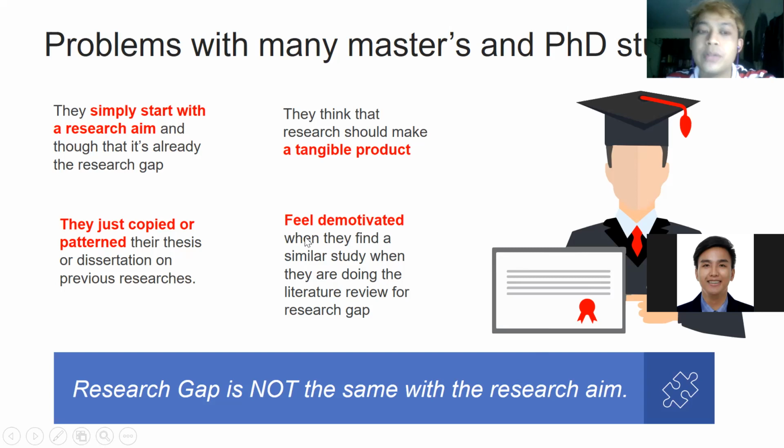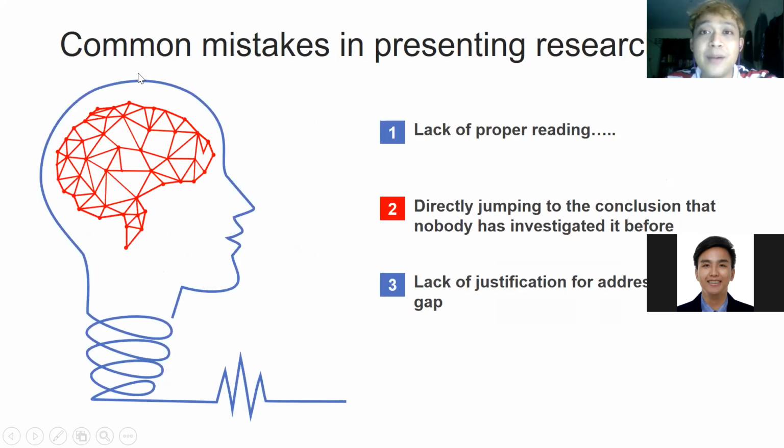Okay. When it comes to publication, the research gap is not the same as the research aim. And these are the common mistakes in presenting a research gap. The first common problem is lack of proper reading. Later on you will know, hey, this is not enough material, only a few citations. You will know just from the citations that lack of proper reading is the common problem. And don't jump directly to the conclusion and say nobody investigated that before.